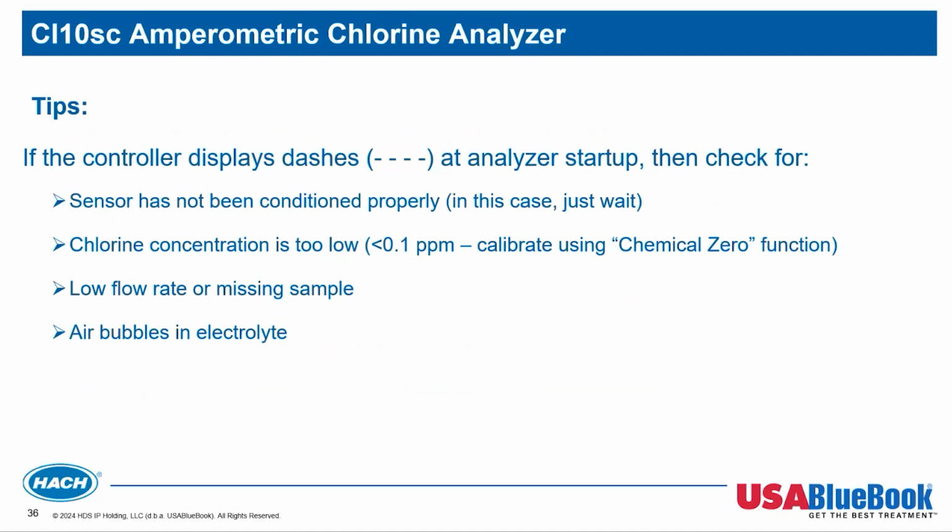analysis. This is typically something that happens after we do some maintenance. You might see a bunch of dashes that show up on your controller. This typically means, and most of the time, that your sensor just needs to be conditioned still. So I would just wait a little bit longer to see if these numbers start to catch up.